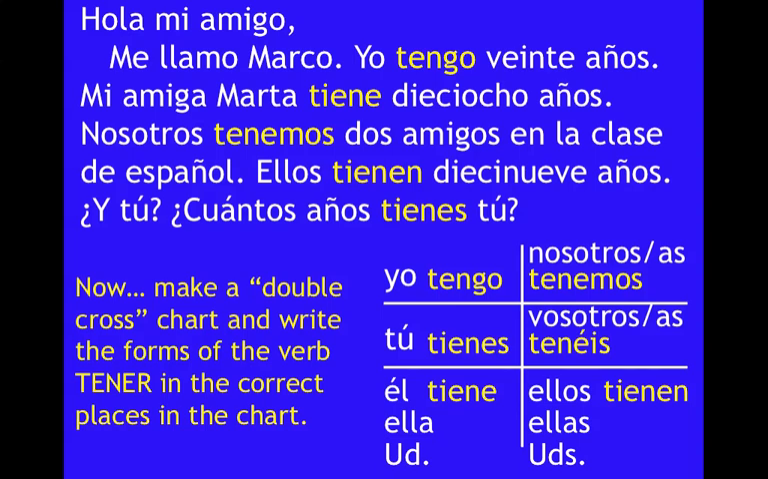Yo tengo. Tú tienes. Él tiene. Ella tiene. Usted tiene. Nosotros tenemos. Nosotras tenemos. Vosotros tenéis. Vosotras tenéis. Ellos tienen. Ellas tienen. Ustedes tienen.